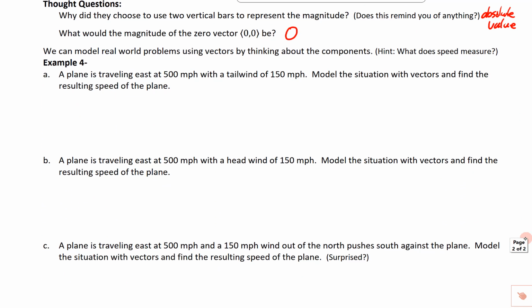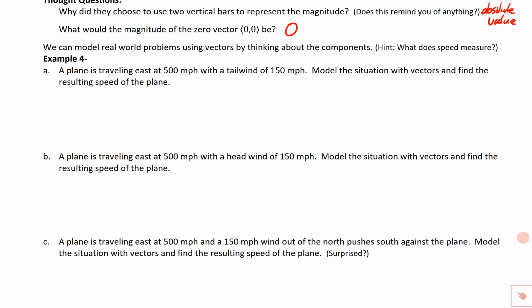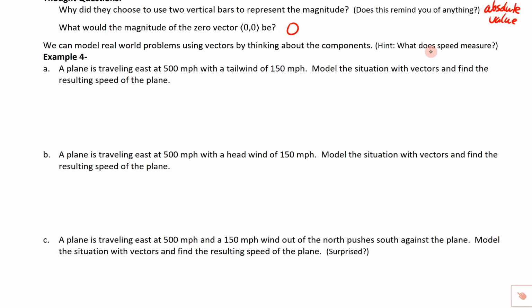So it's important to kind of remember when we deal with real world problems, we're going to be thinking about the components, and it also says, hint, what does speed measure? So remember, speed just measures how fast something is going. It doesn't measure which direction it's going. So let's keep that in mind as we go through this. So on example 4, it says a plane is traveling east at 500 miles per hour with a tailwind of 150 miles per hour. Model the situation with vectors and find the resulting speed of the plane.